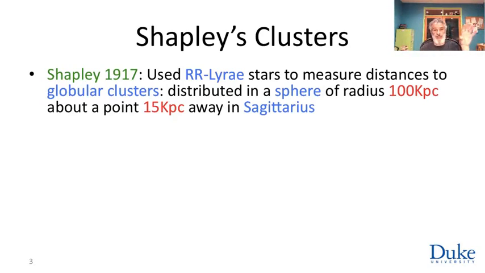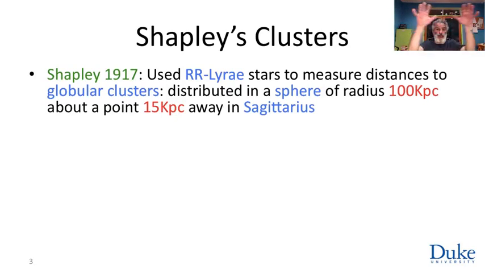They are centered on a direction towards the constellation Sagittarius, towards a point that he measured to be about 15 kiloparsecs away, and they occupy a sphere of radius about 100 kiloparsecs around this central point. So Shapley interpreted that point to be the center of the universe.